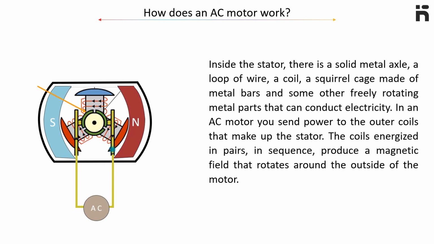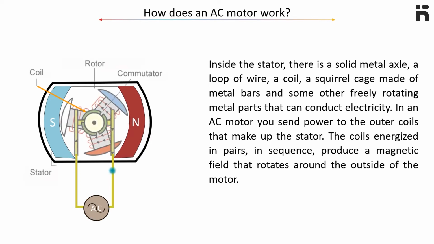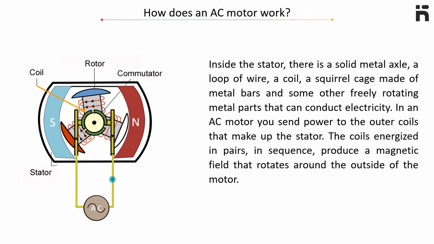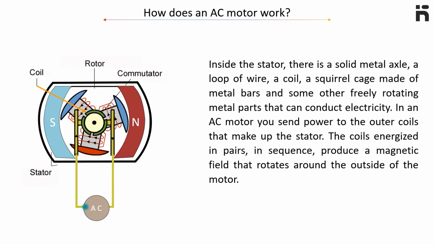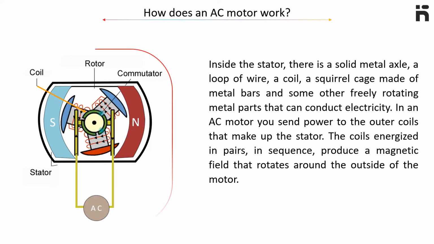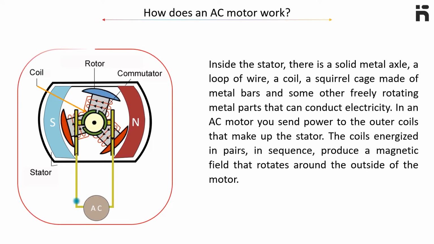Inside the stator, there is a solid metal axle, a loop of wire, a coil, a squirrel cage made of metal bars, and some other freely rotating metal parts that can conduct electricity. In an AC motor, you send power to the outer coils that make up the stator. The coils, energized in pairs in sequence, produce a magnetic field that rotates around the outside of the motor.